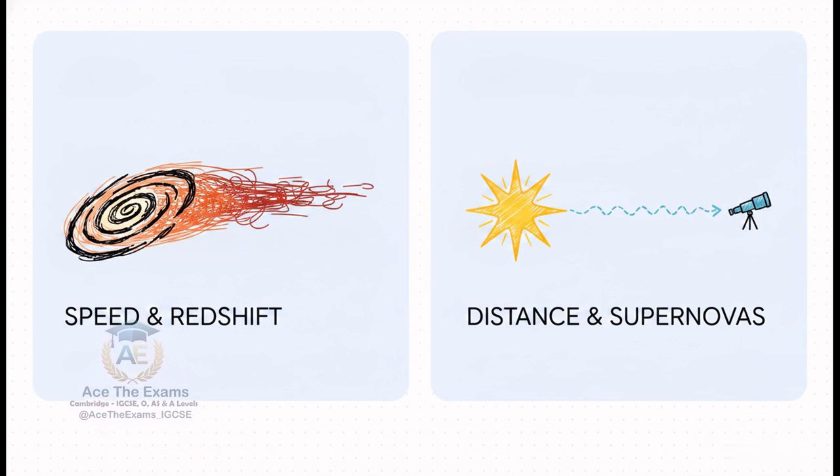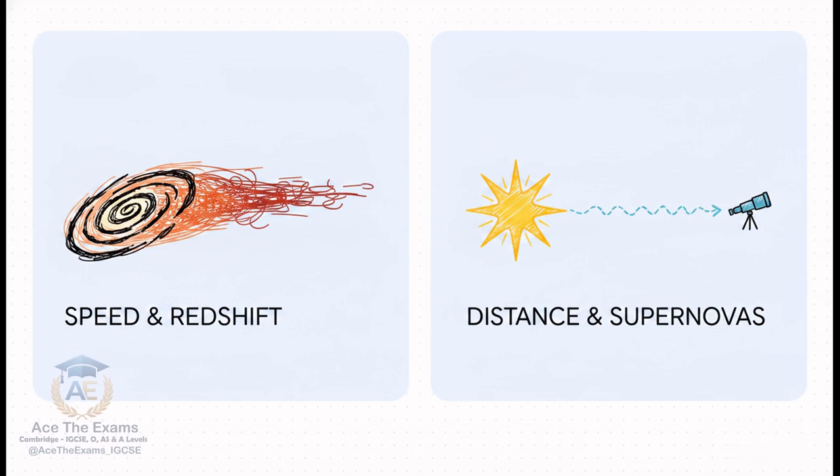When a question asks you to outline the evidence for the expanding universe, examiners absolutely do not just want you to write, "Oh, the universe is getting bigger." No, they want you to expertly explain the mechanics behind that expansion. Notice how the two critical variables examiners hunt for are broken down right here: speed and distance.